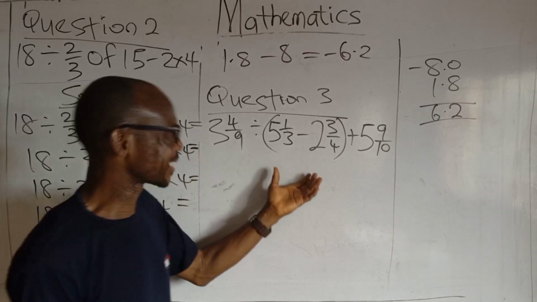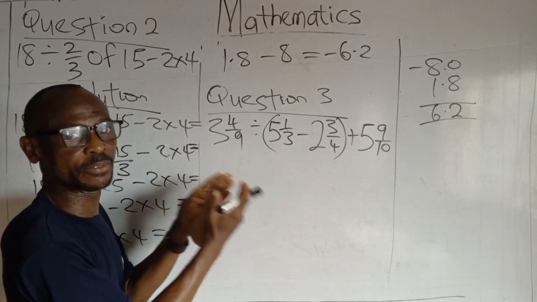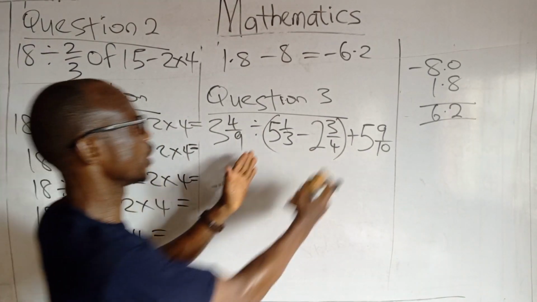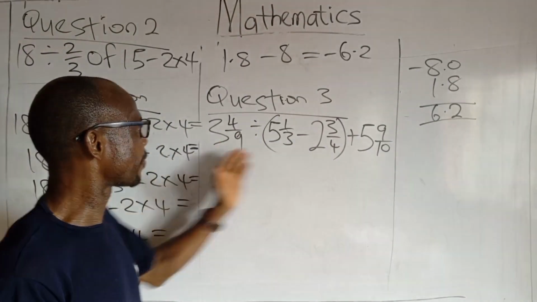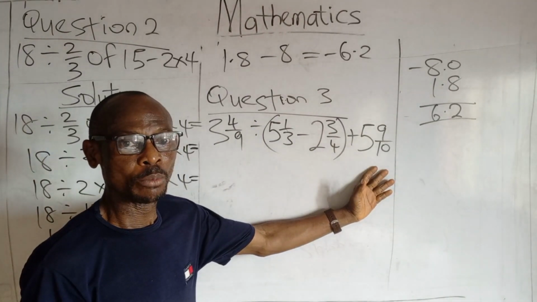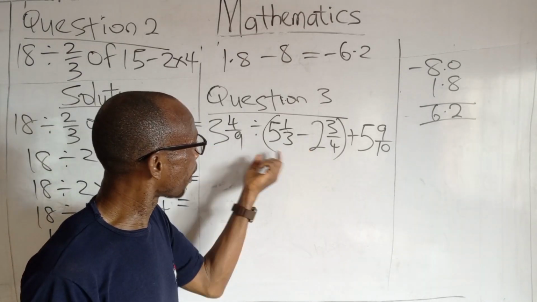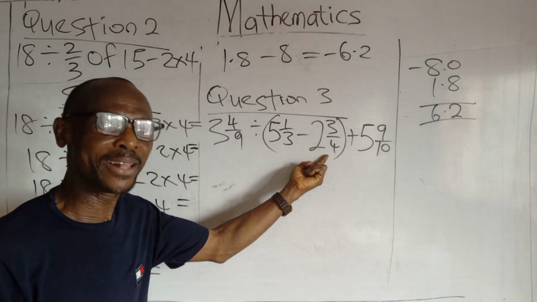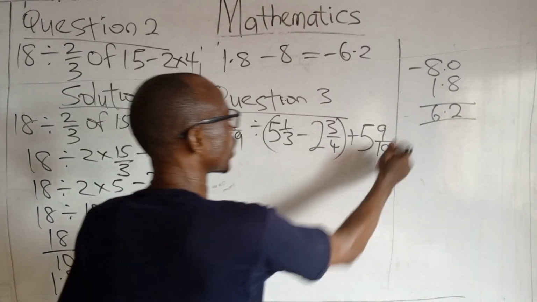So from BODMAS, it means the value in the bracket should be taken first. The values in the bracket must be done together. But that does not mean that every other evaluation will cease. No. So let's go on. We are going to operate the bracket together as well as operating all the others. Now, this will be equal to what?